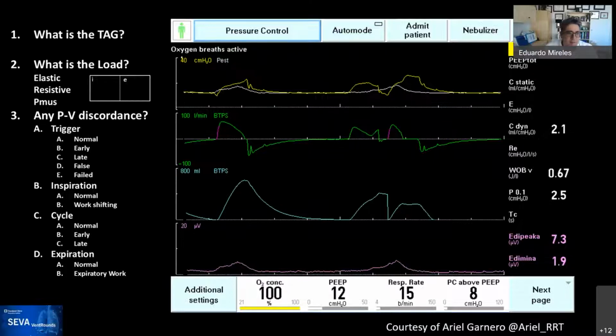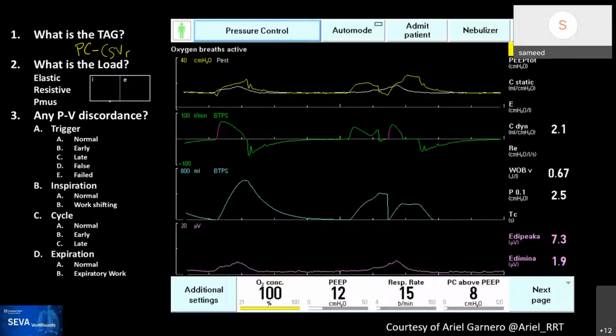All right. So the mode, I think, is pressure control, and it's CSV, I think, with servo. And yeah, I think there's the EDI peak and min. There's basically NAVA, and it's trying to size trigger and cycle based on the patient's input.